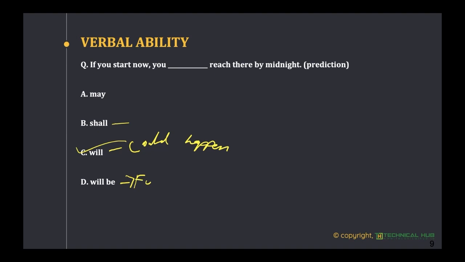But when it is B form, here it should be reaching. So option 4 is wrong. Option B is wrong. Option A is also wrong. Clear? So option C is the right answer.